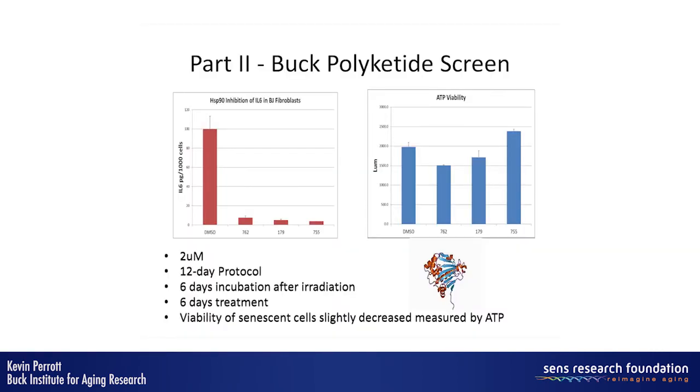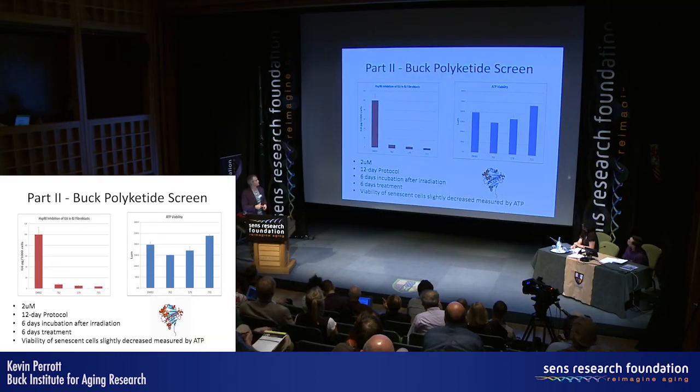Now, in part 2, there are just a couple of slides. We were looking at a library of polyketides. There were 242 compounds. It was a proprietary library. The company provided the rights to the Buck Institute after a while. And I did a screen, and I found that some HSP90 inhibitors didn't really decrease the ATP viability of the fibroblasts, but they really did knock down IL-6. So this is ongoing. We're going to be looking at HSP90 inhibition, and hopefully something may come of that.